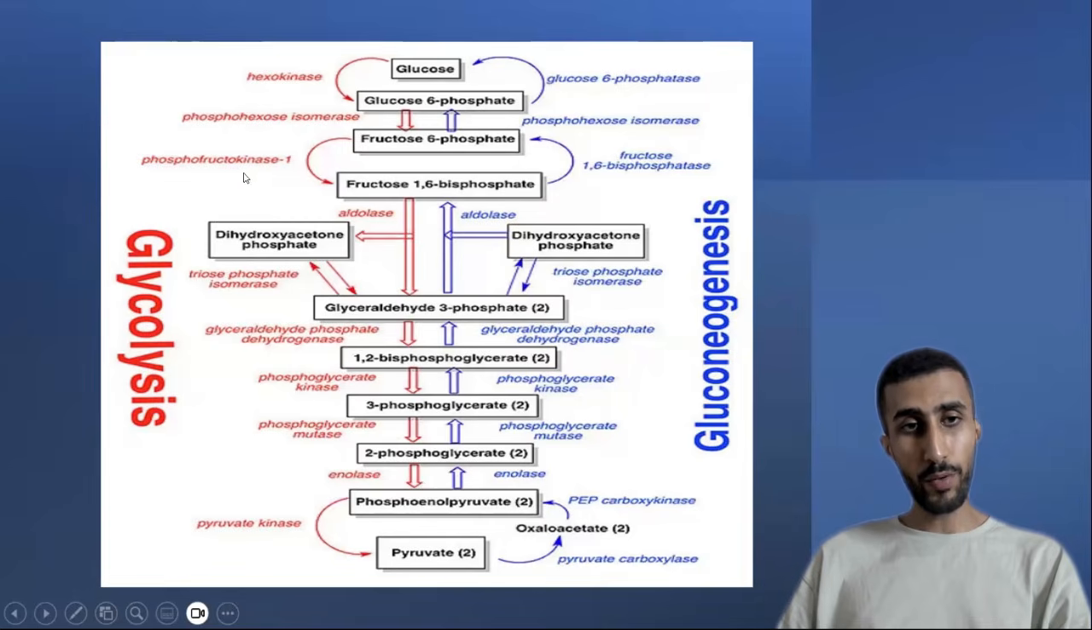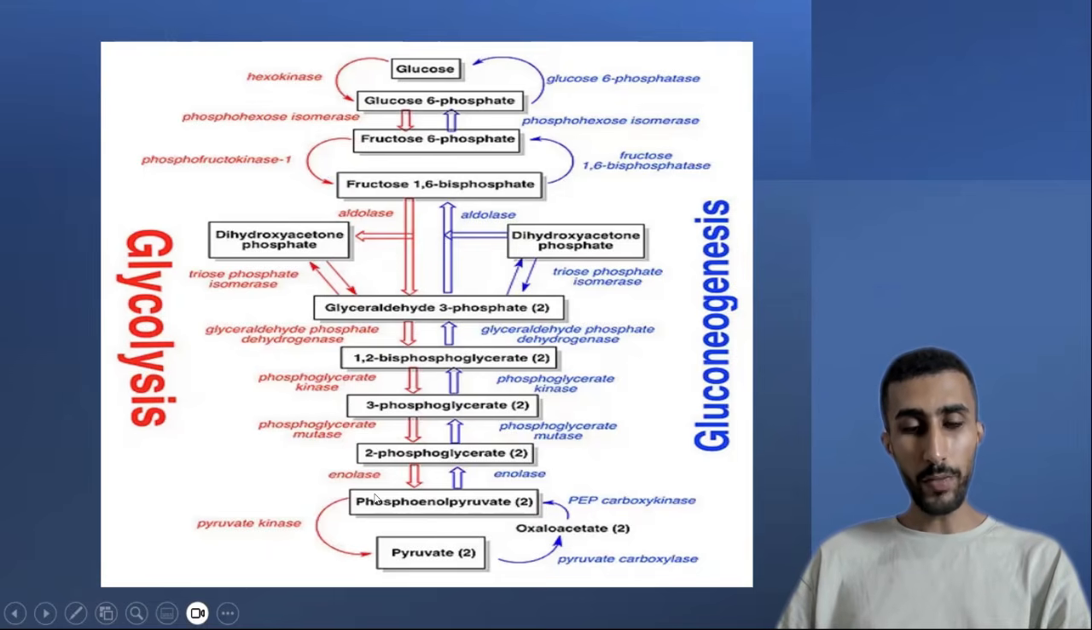Also, phosphofructokinase. The phosphofructokinase is the one that converts fructose 6-phosphate into fructose 1,6-bisphosphate. So you have to know that any enzyme that has kinase in its name is going to add a phosphate group. Glucose to glucose 6-phosphate by hexokinase adds a phosphate group, and here fructose 6-phosphate is converted into fructose 1,6-bisphosphate by another kinase enzyme, which is phosphofructokinase 1. And the last irreversible enzyme is pyruvate kinase, which converts phosphoenolpyruvate into pyruvate.